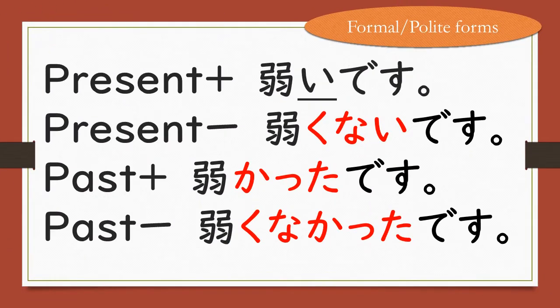Polite form of 弱い. Present positive 弱いです. Present negative 弱くないです. Past positive 弱かったです. Past negative 弱くなかったです. Now repeat after me. Present positive 弱いです. Present negative 弱くないです. Past positive 弱かったです. Past negative 弱くなかったです.